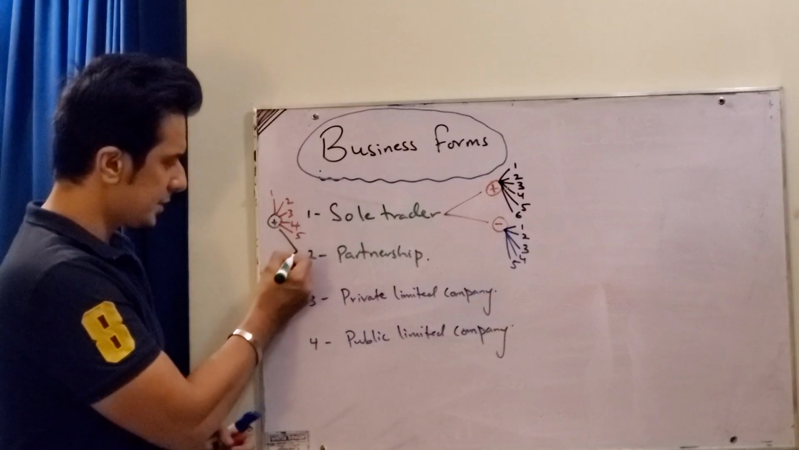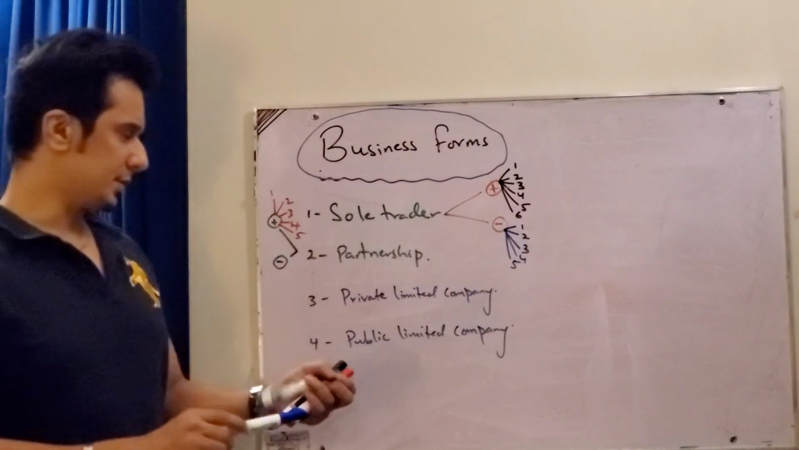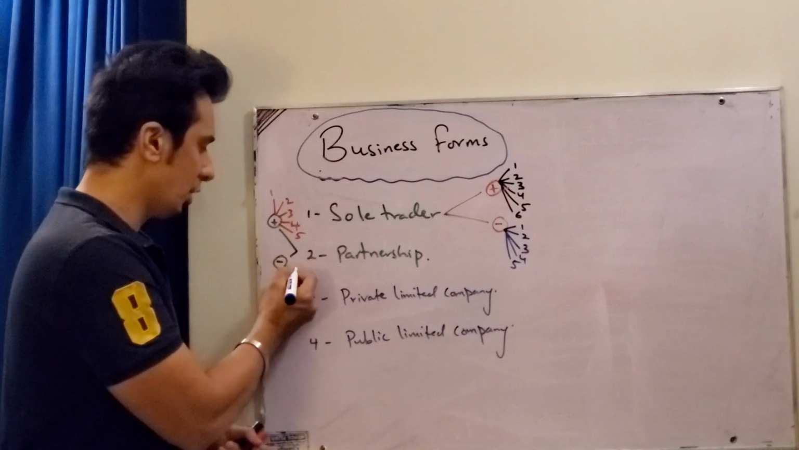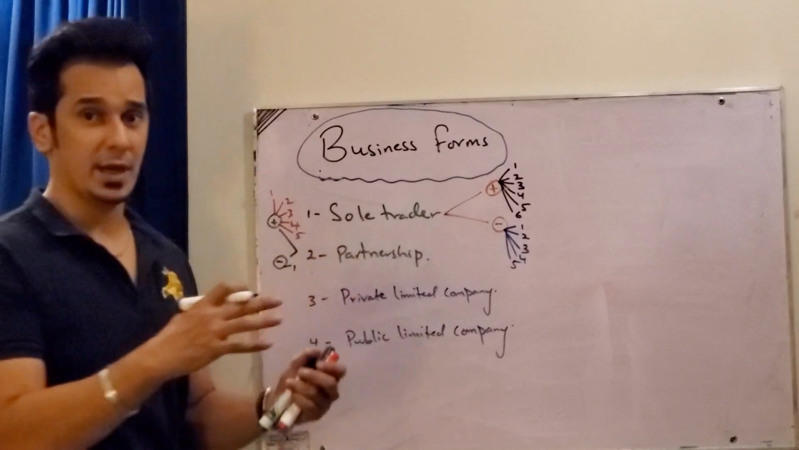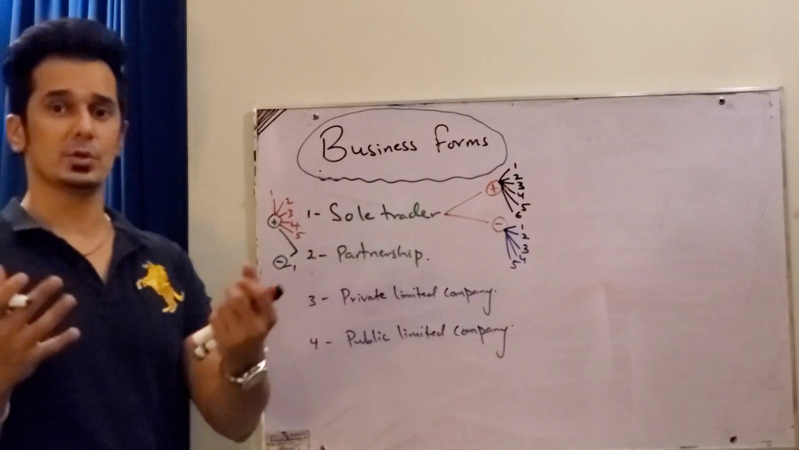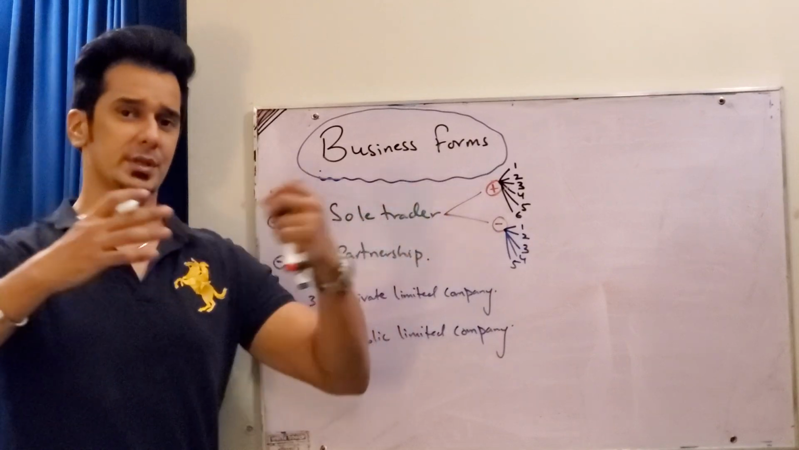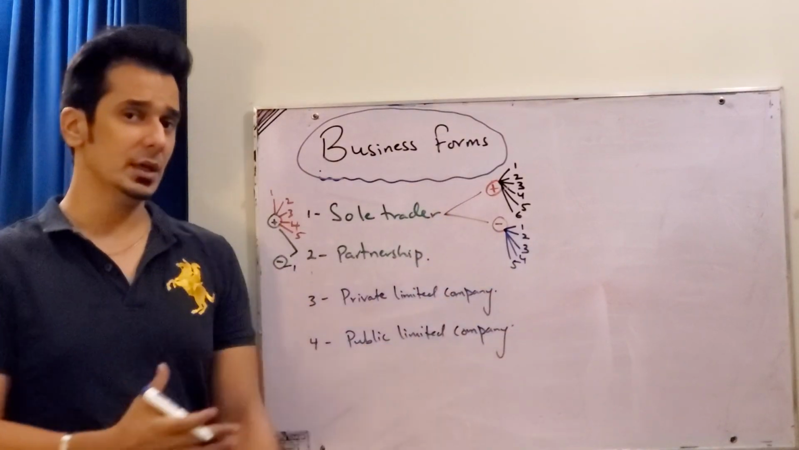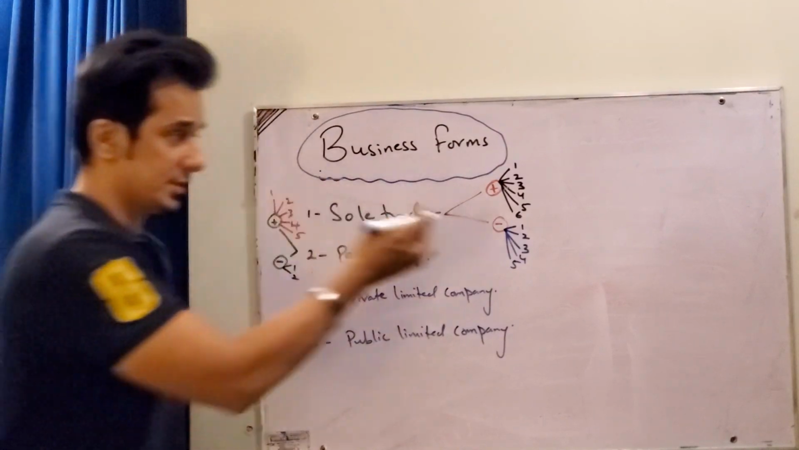But there are certain drawbacks as well of running a partnership business. The first drawback is the same as here. For example, it has unlimited liability. No partner knows what the liability would be. You might have to sell your personal belongings in order to meet the liability of the business. Unlimited liability. The second disadvantage is the same as here.